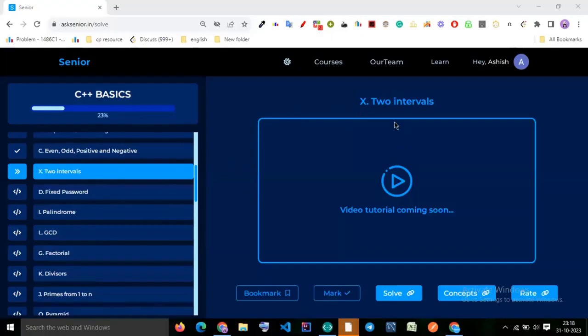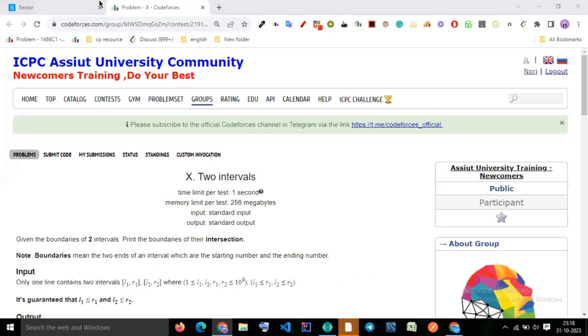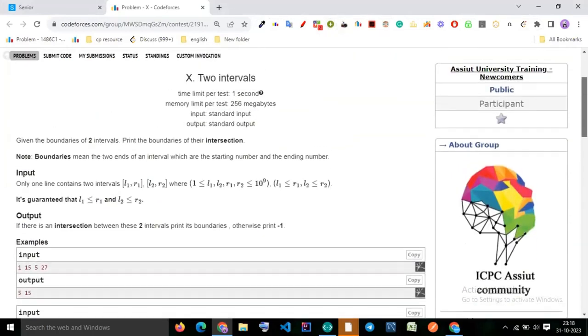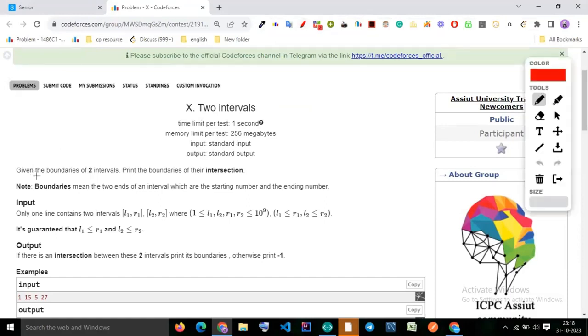Okay, so the first question is two interval. So let's try to do it. Two intervals are there. So let's read the first question, two interval. A little bit difficult question. Okay, a little bit. Given the boundaries of two intervals, print the boundaries of their intersections.